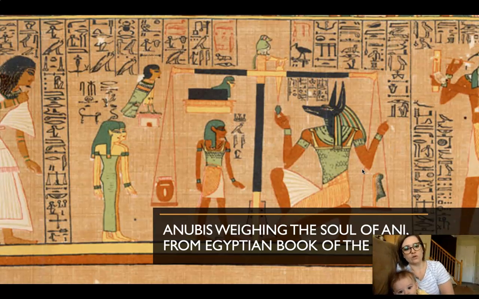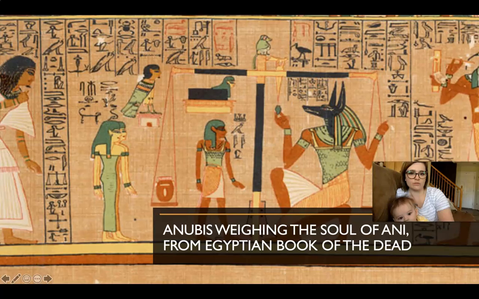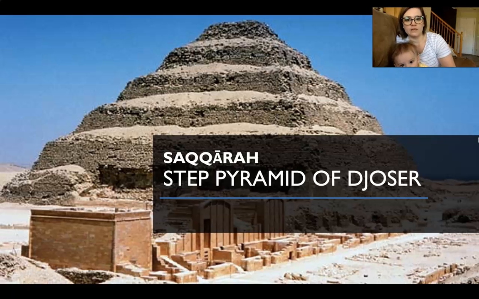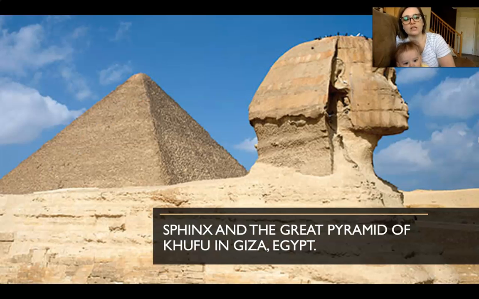Anubis weighing the soul of Ani from the Egyptian Book of the Dead. This should make you think of Prince of Egypt. Okay. This is a step pyramid. You know about pyramids, I should hope. This would be considered architectural. And the Sphinx and the Great Pyramid of Khufu and Giza.